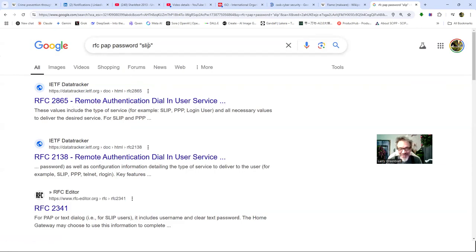This is a funny one. We might as well talk on it because we're going to bump into it. When they use SLIP, the passwords were clear text. We had to fix that. And they moved to PPP.